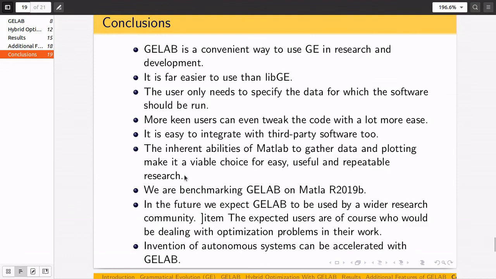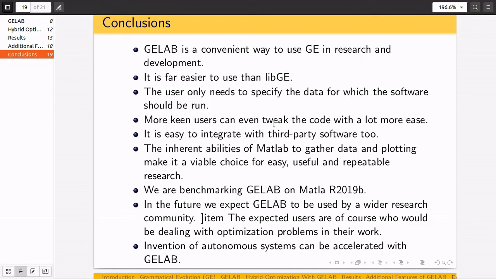The conclusions. GELAB is a convenient way to use GE in research and development. It is far easier to use than libGE. The user only needs to specify the data for which the software should be run. More keen users can even tweak the code with a lot more ease. It is easy to integrate with third-party software too. The inherent abilities of MATLAB to gather data and plot make it a viable choice for easy, useful, and repeatable research. We are benchmarking GELAB on MATLAB 2019b.